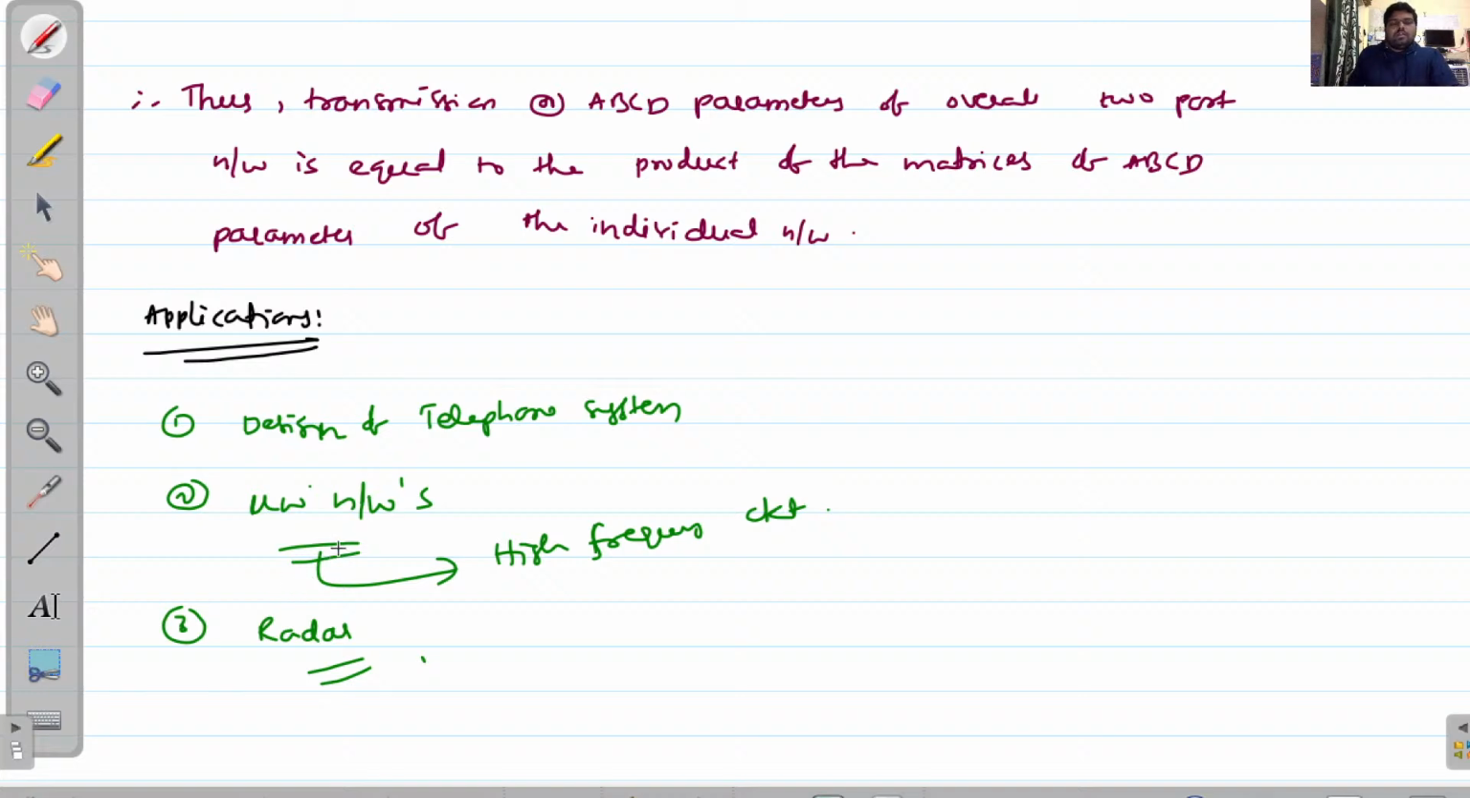So in our next session, we will discuss inverse transmission parameters, otherwise we can call them A dash, B dash, C dash, D dash parameters. Okay. Thank you.